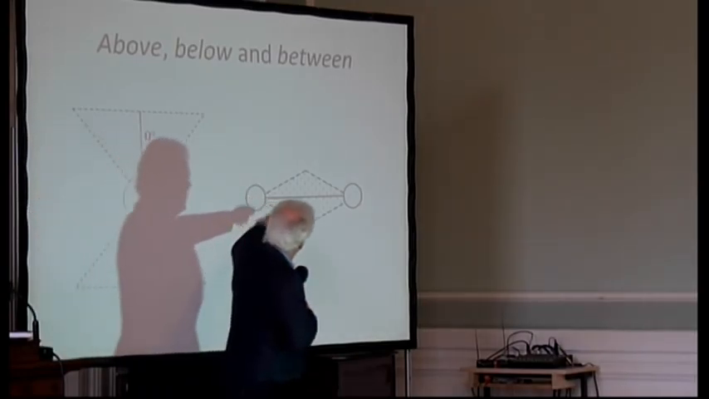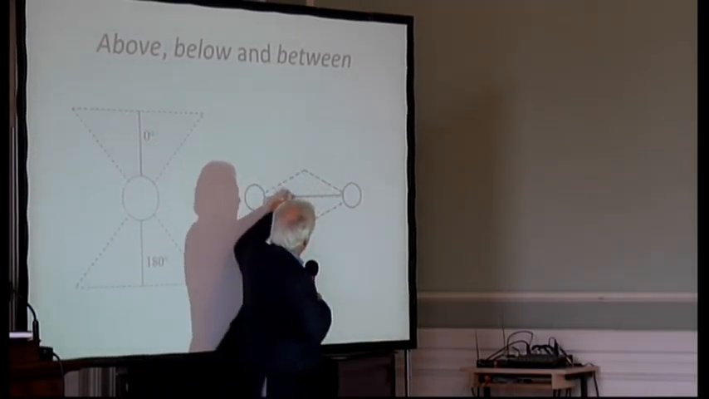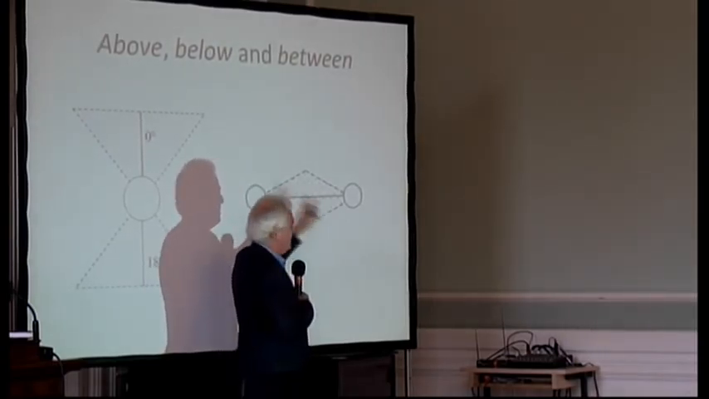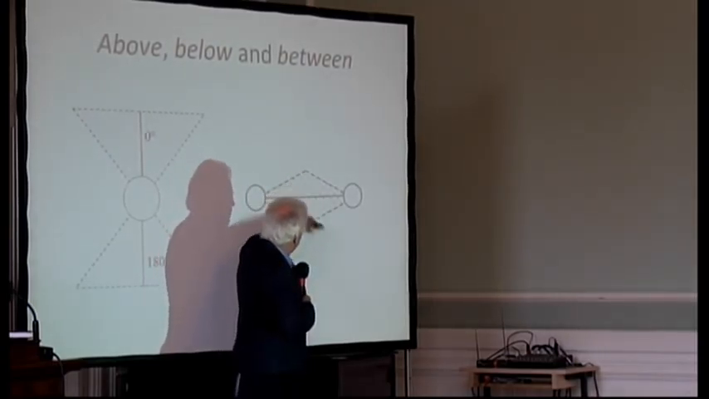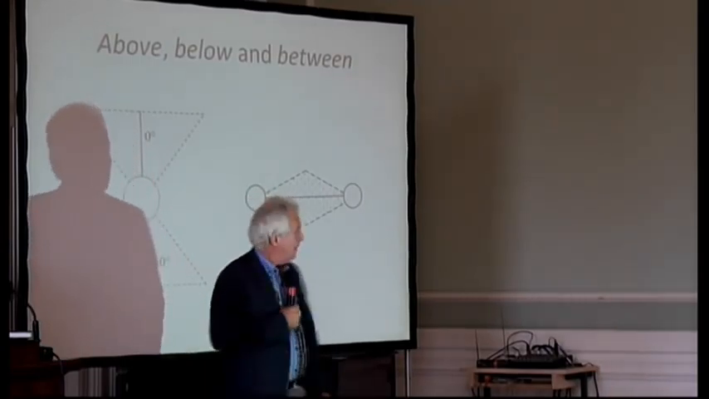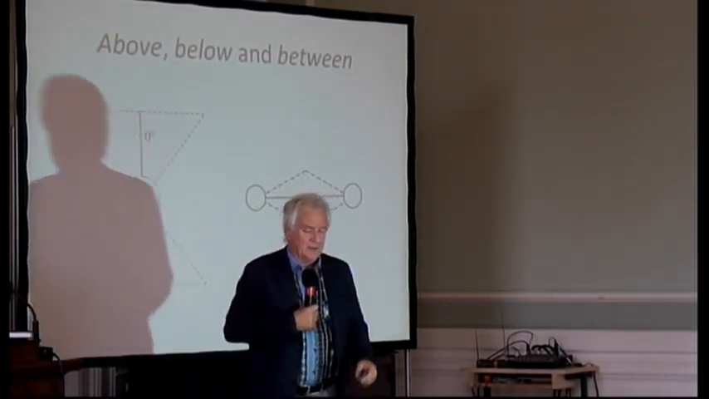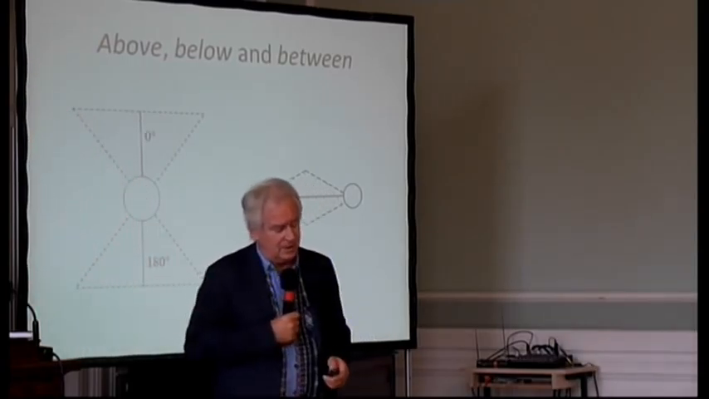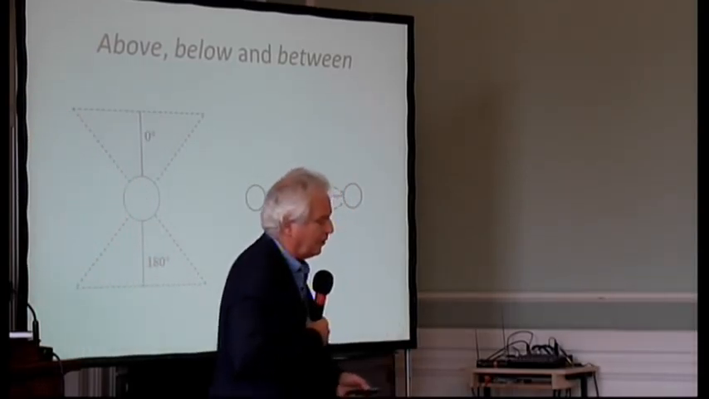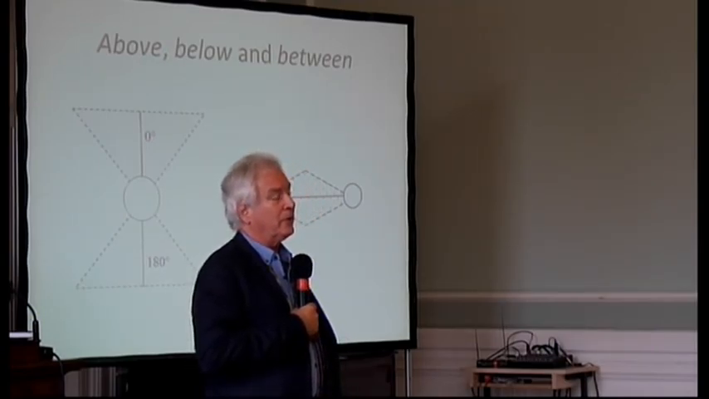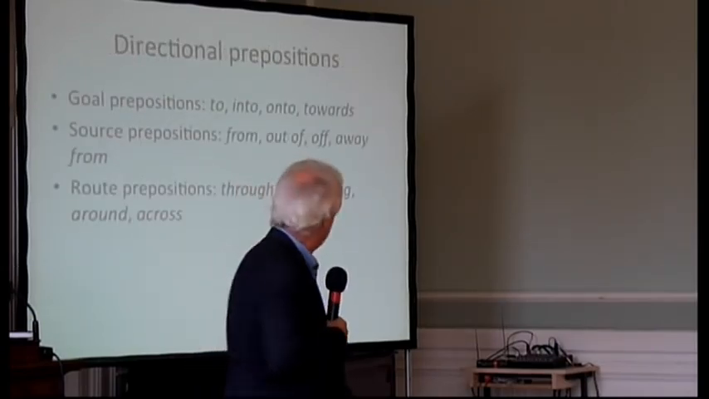Between is a bit different because now you have two landmarks. But still, you get a region that is like that, depending a little bit on how you define this complication with the two landmarks. But basically, this line is the prototypical between, and then you get this area. So, it's a bit of a technical complication here, but basically it works. That's the locational prepositions.